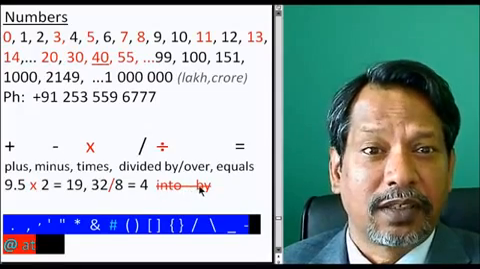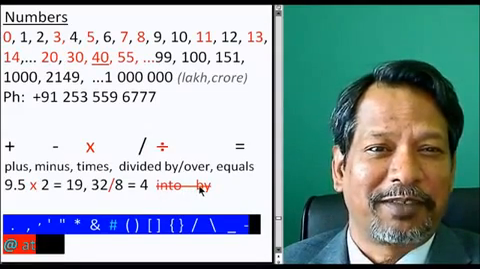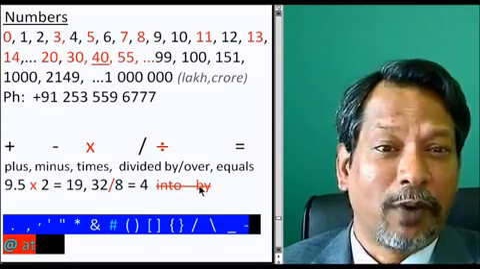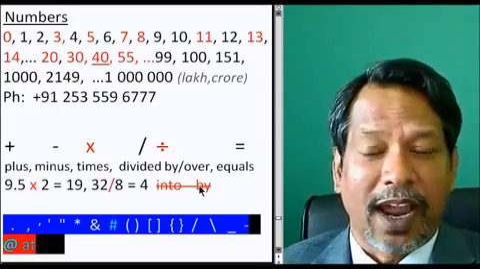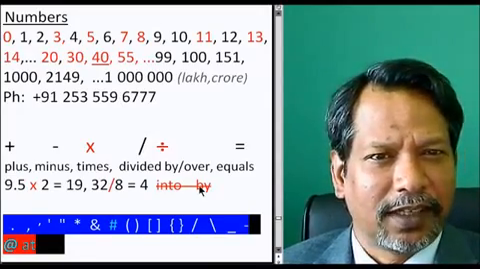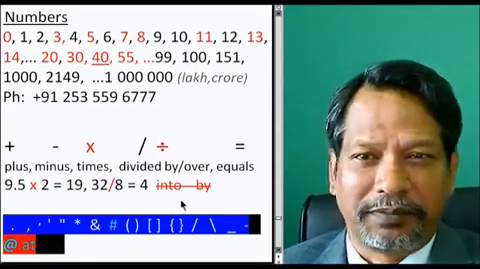Okay? By is when you describe the cross section or something. 2 by 4. So this room is 8 by 3, something like that. Okay? Meters.